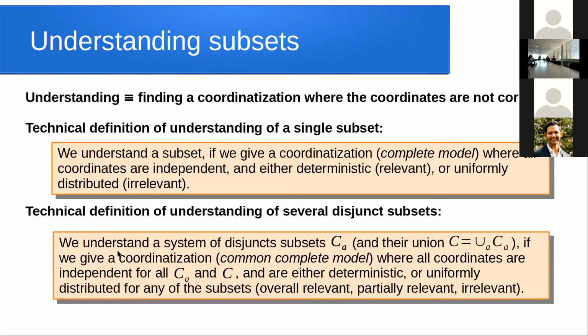Actually, the same can be said for the collection of disjunct subsets, or set of disjunct subsets. Then we can speak about a common complete model in which all the coordinates are independent for all the elements, all C_A, and also for the union set as well. And they are either deterministic or uniformly distributed for all of the subsets.